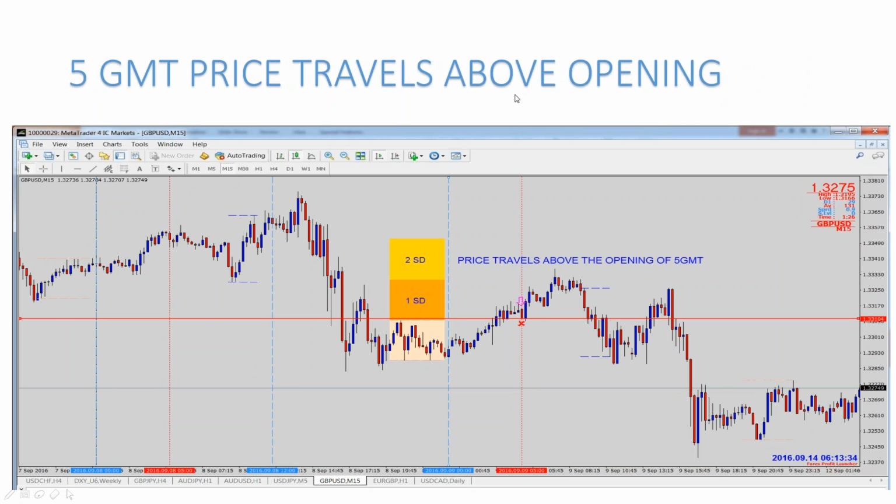You've got the 5 GMT price travels above the opening. As we've said, because we're in a bearish sentiment, we're looking for price to be manipulated in a bullish market structure environment. Now we know we're bearish from the high time frame, most likely weekly, daily, 4-hour. We know we're overall bearish. So we know that once the 5 GMT candle is created, we're looking for the price to be manipulated in the opposite direction to get an entry into London and then grab that move.